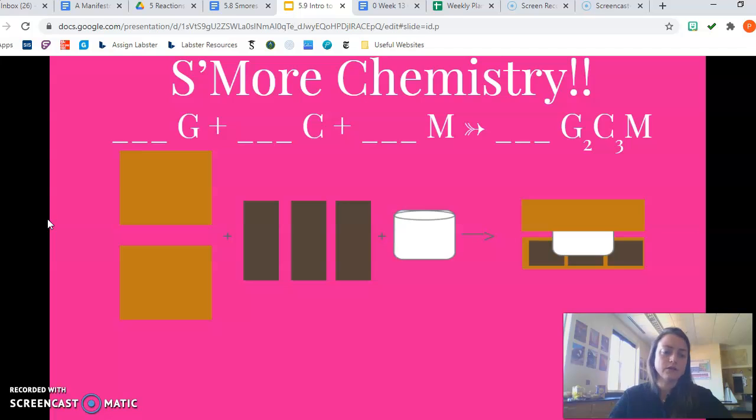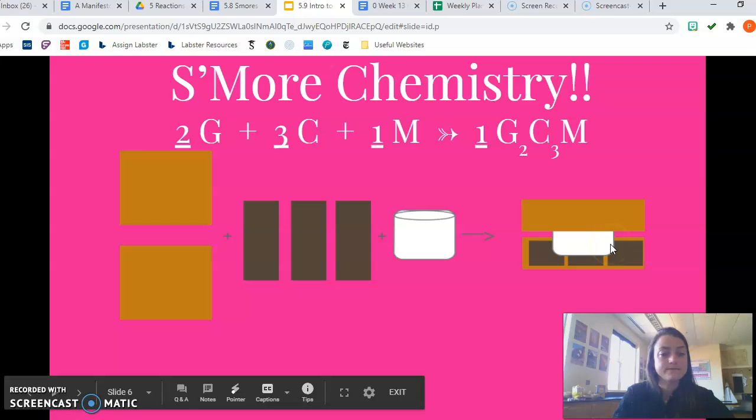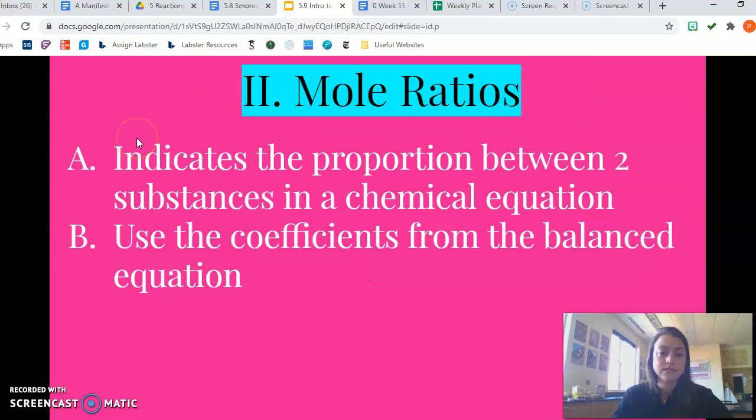We're going to do a little example just talking about s'mores. This is what we're going to be doing in our activity this week. We need to balance this equation first. We've got our 2 graham crackers, our 3 chocolate bars, and 1 marshmallow, and all of those ingredients are going to give us 1 complete s'more. So here's our balanced chemical equation with our coefficients.